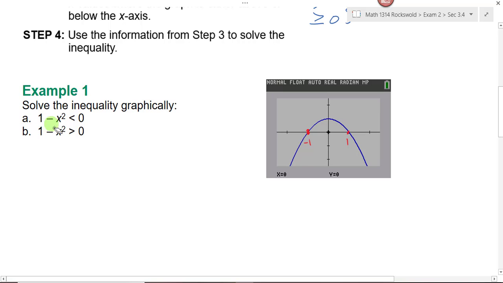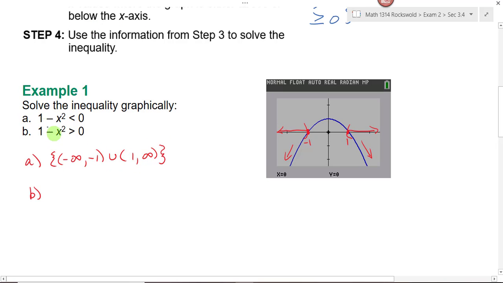On part A, we're asked to find where is this quadratic inequality going to be less than 0. Less than 0 means negative. Negative means you want to know where is your graph below the x-axis. So that's going to be from this interval to the left and this interval to the right, because that's where my graph is below the x-axis. Does that make sense? The way that we would express this answer for part A is it would be the interval that goes from -infinity to -1 union 1 to infinity.